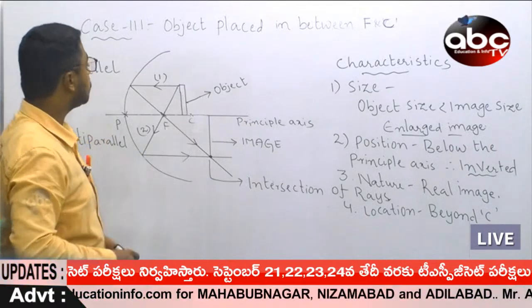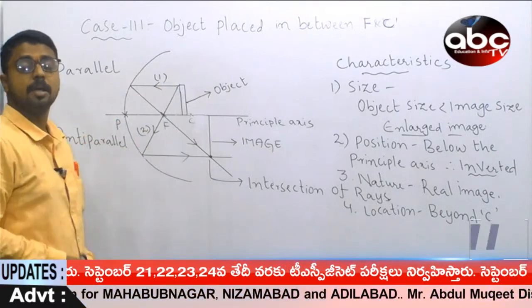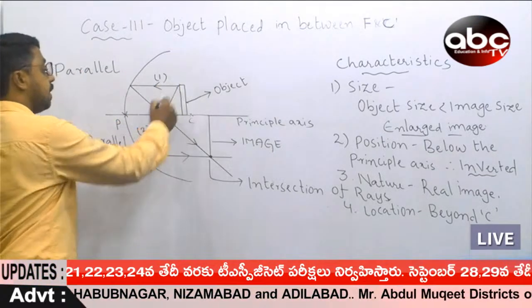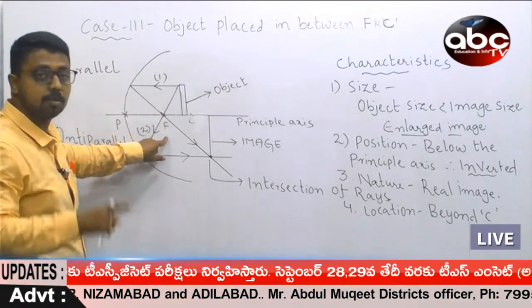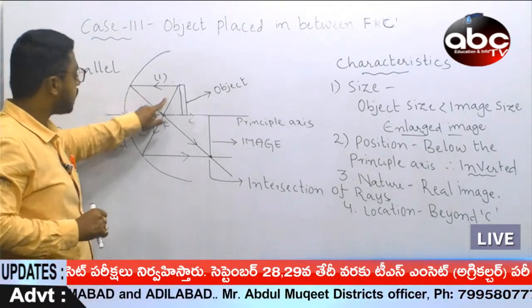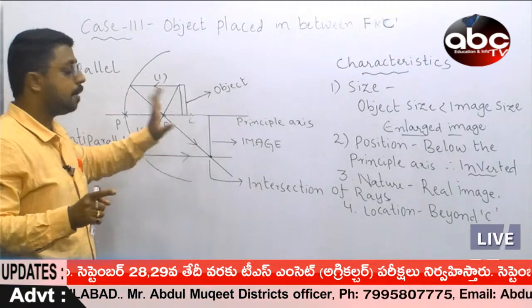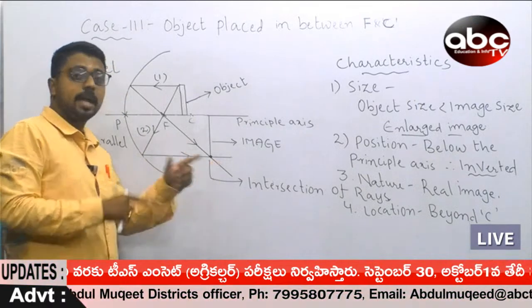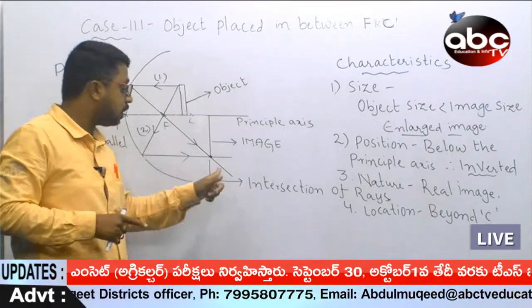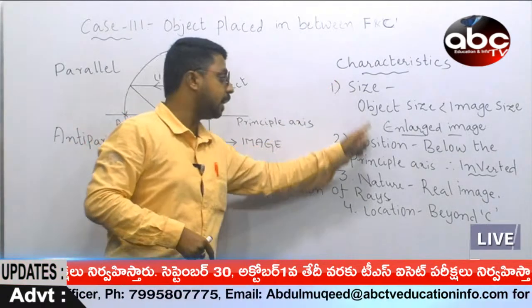So what about this one? Here two types of rays are executing. రెండు రకాల రేస్ ని మనం ఇక్కడ ఎగ్జిక్యూట్ చేస్తున్నాం. एक parallel ray which is passing through the focus. Another is anti-parallel ray which is passing parallel to the principal axis. So ఇక్కడ ఈ రెండు కూడా ఇంటర్సెక్ట్ అవుతున్నాయి. They both are getting intersected. As a result of that, we are obtaining an image.